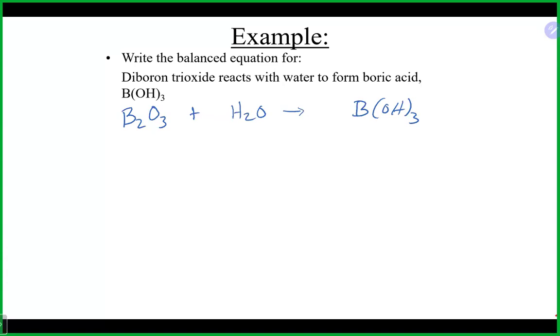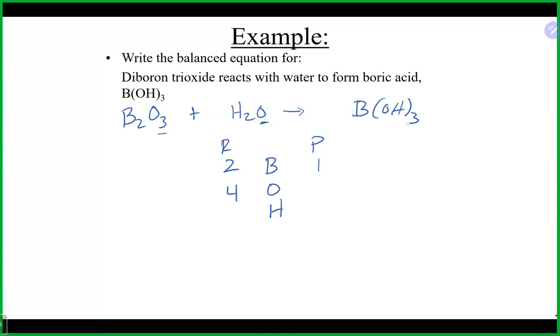Now that I have the proper formulas, now we could turn our attention to the balancing. So, 2 borons on the left and 1 on the right. We have 3 oxygens there. We don't want to miss that one. We do have 4 total on the left, and we do have oxygens here.